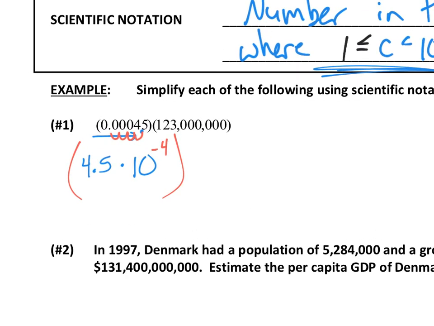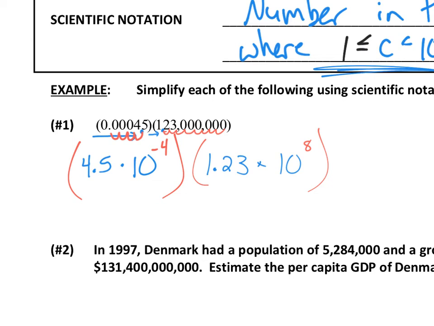Same thing with our next number. Starting from the left, find your first non-zero number, and that will be 1. The decimal goes between there, so it'll be 1.23. This time, we are moving to the right, 1, 2, 3, 4, 5, 6, 7, 8. So it will be a positive 8 as the exponent. So scientific notation would be 4.5 times 10 to the negative 4th times 1.23 times 10 to the 8th.